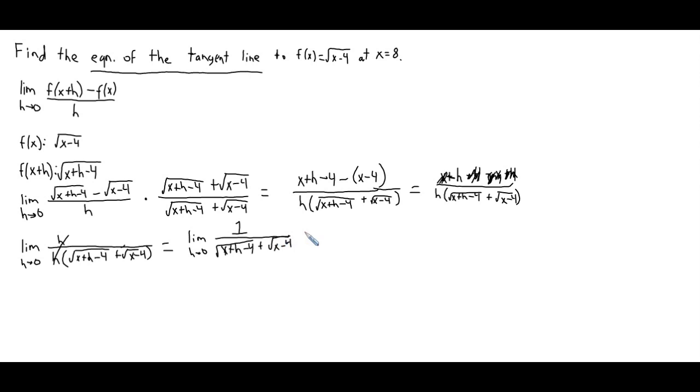We're always trying to go back to direct substitution with limits. So we plug in 0 for h, and we get 1 divided by the square root of x plus 0 minus 4 plus the square root of x minus 4. That gives us 1 divided by 2 times the square root of x minus 4.